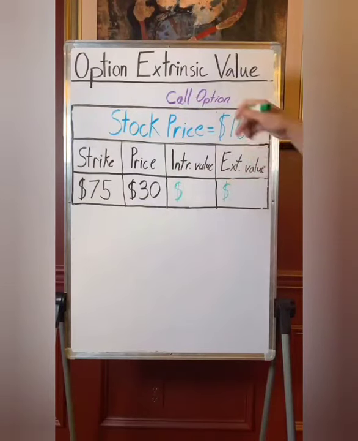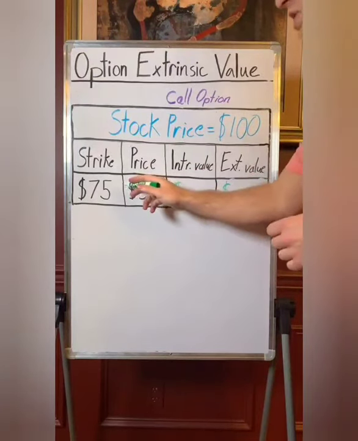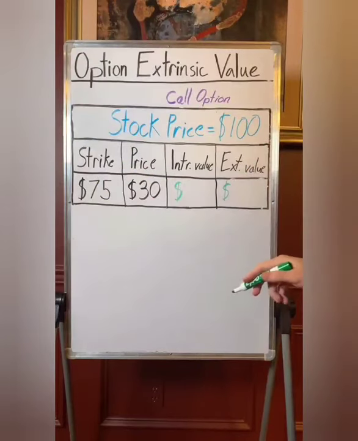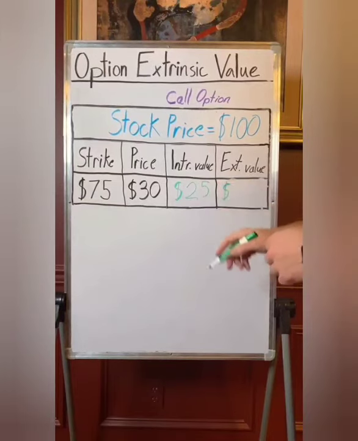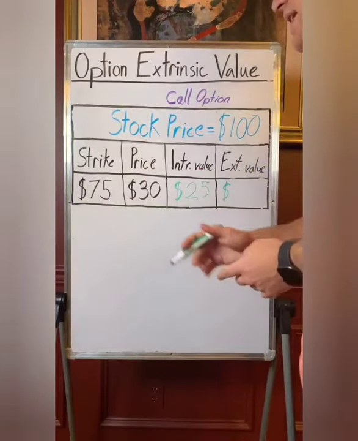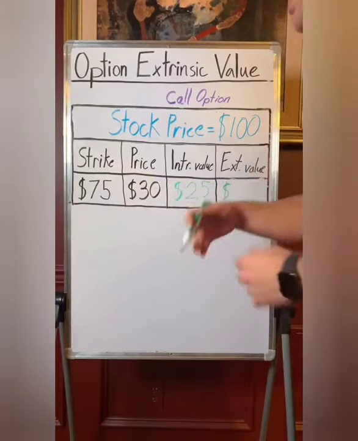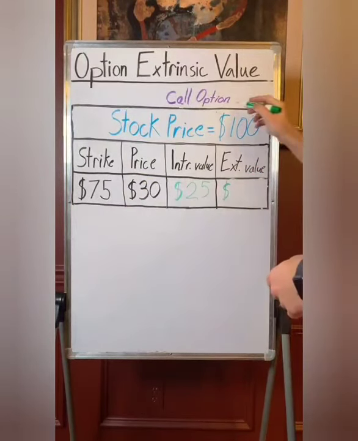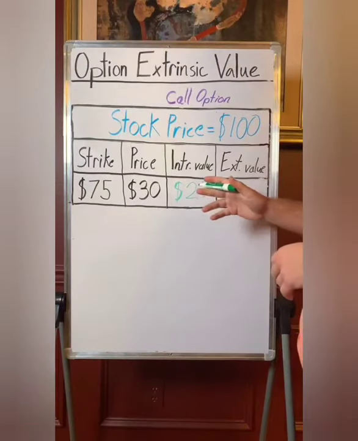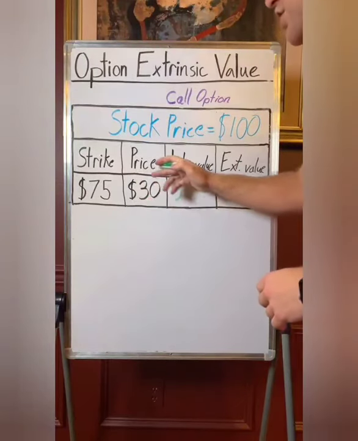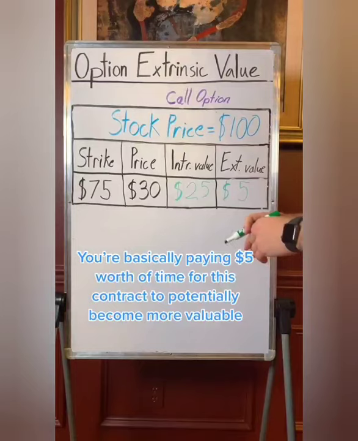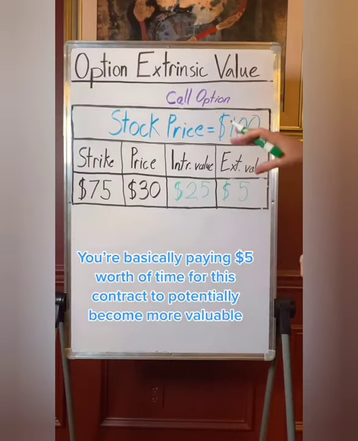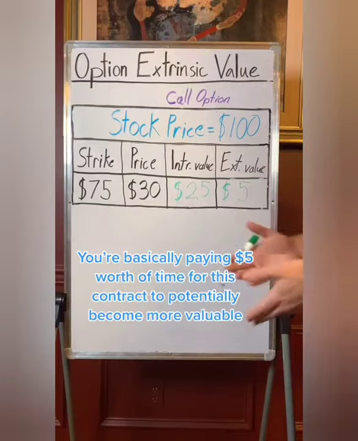So let's look at a call option example where the stock price is $100 per share and the strike price for the contract is $75. Well, if the strike price is $75, that means that the intrinsic value would be $25. Because if you were to exercise this contract and buy 100 shares at $75, you would be paying $25 less than the current share price. But if the intrinsic is $25 and the price of the contract is $30, that means that that extra $5 must be extrinsic value. So you're basically paying $5 worth of time for this contract to potentially become more valuable.